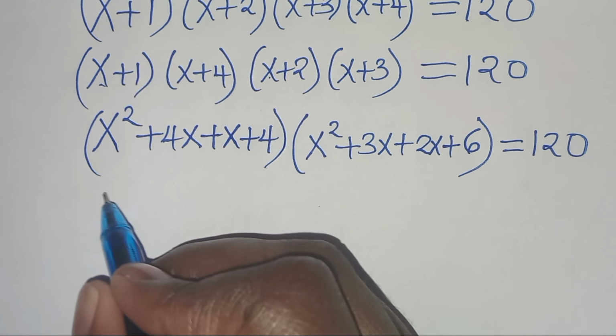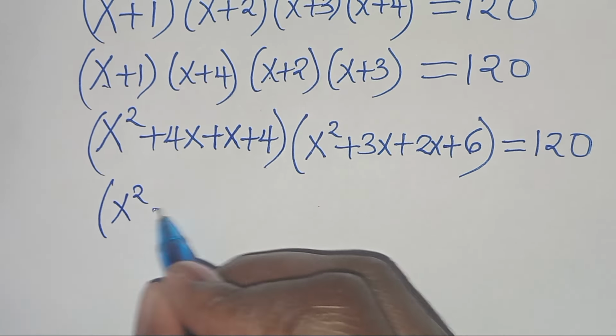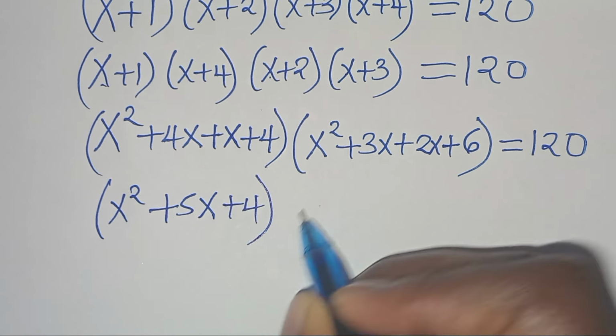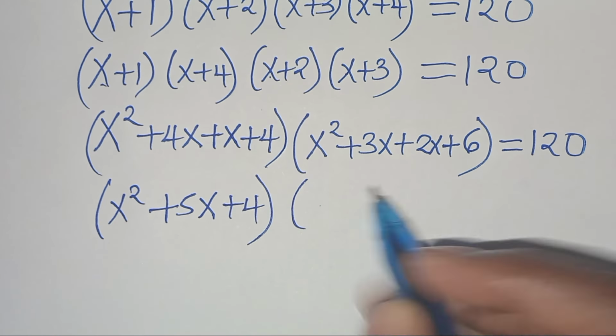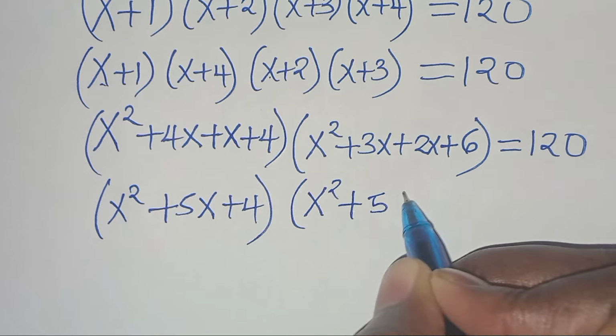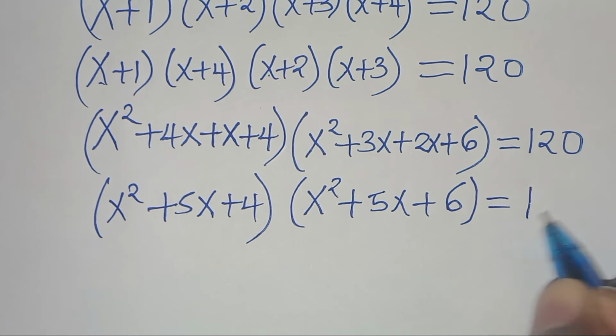Now, here we have x squared. We have 4x plus x. This is plus 5x. Then plus 4. The other parenthesis here, we have x squared plus 3x plus 2x. This is 5x. Then plus 6. This is equal to 120.